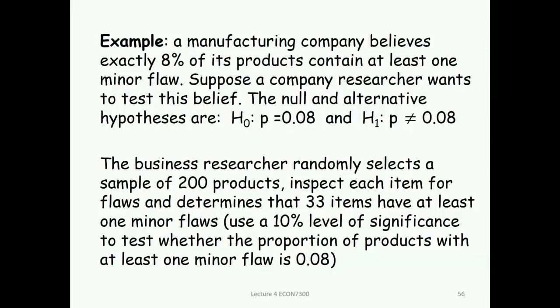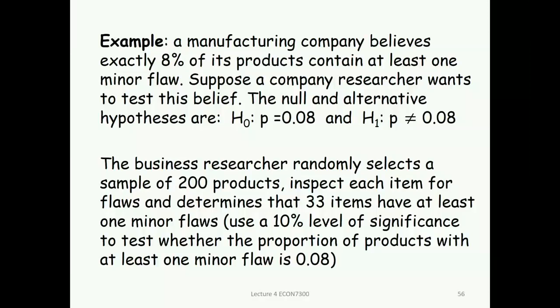A manufacturing company believes exactly 8% of its product contains, this is the claim, the belief, at least one minor flaw. Suppose the company researcher wants to test this claim. The business researcher randomly selected a sample of 200 products, inspected each item for flaws, and determined that 33 were flawed. Use a 10% level of significance, either to reject or not to reject.